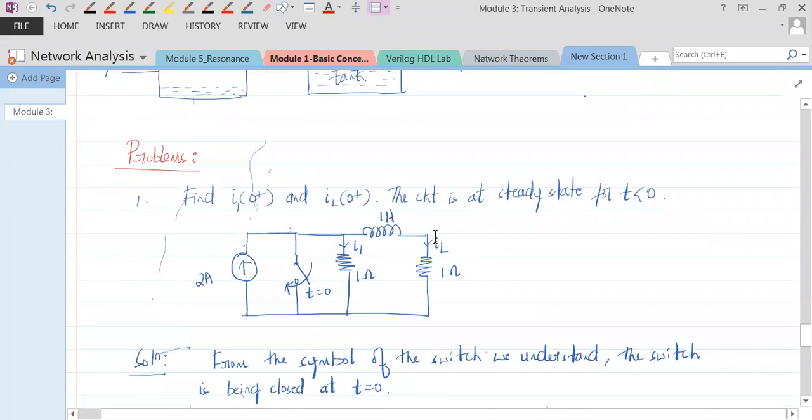Understand? If there is a current IL flowing before, the same current would be flowing through this, is what we've understood. So at 0 plus, what is going to happen? At t equal to 0 plus, the switch is closed. Obviously the switch is closed.